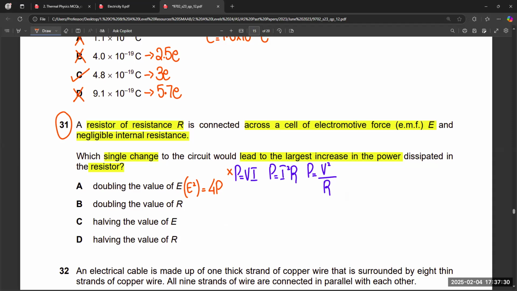And option B, doubling the value of R. Now resistance is changing. And according to the formula, we know power is inversely proportional to the value of R. So if we increase the value of R, definitely power decreases.